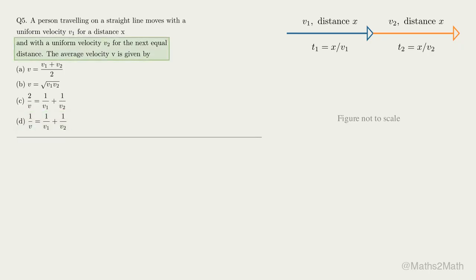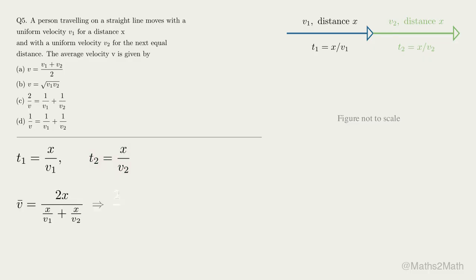What does this mean? The same idea, displacement over time, but now the two legs take different times. The first leg of length x at velocity v1 takes time x over v1. The second takes x over v2. The total displacement is 2x over the total time. Taking the reciprocal, 2 over v equals 1 over v1 plus 1 over v2, the harmonic mean.